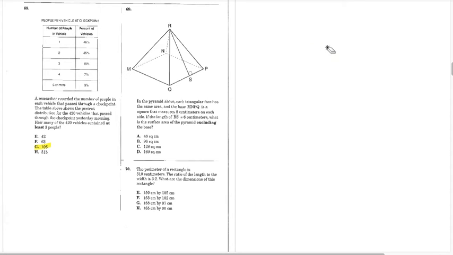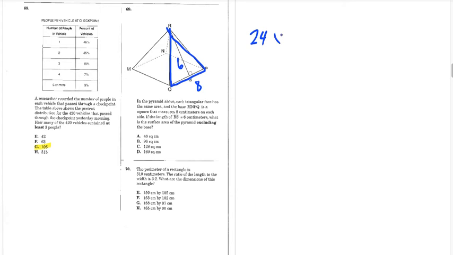Number 69. Okay, we have to find out what? The surface area not including the base, right? So the area of this triangle here is going to be what? 8 is the base, 6 is the height, divided by 2. 6 times 8, 48, divided by 2 is 24. And 24, there's 4 of these, so we end up with 96.